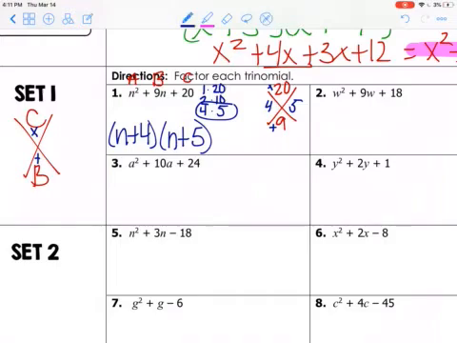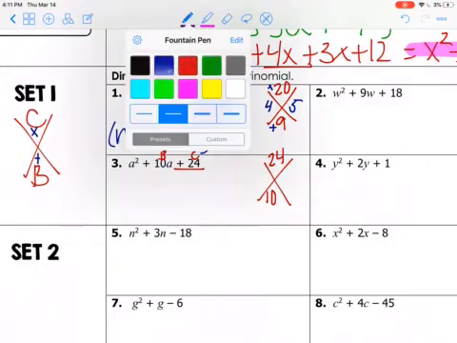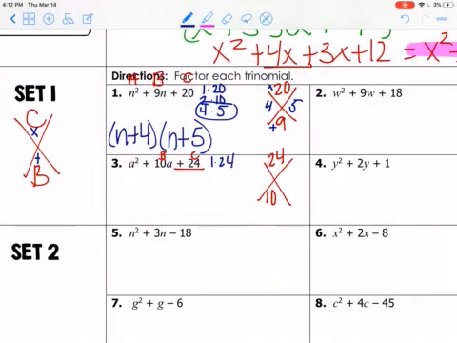So I'm going to skip down to 3 just because I'm hanging out over here. Okay, so this is my c. There's your b. I'm going to put 24 on top, 10 in the bottom. Things that multiply to be 24 would be 1 and 24, 2 and 12, 8 and 3, and 4 and 6. So out of these factors, which ones are going to add to be 10? And that's 4 and 6. So my factors would be a plus 4 and a plus 6.